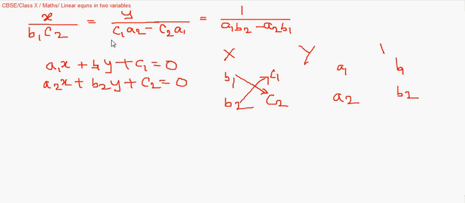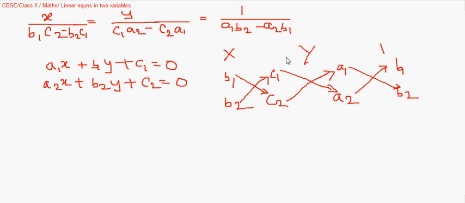See, it is under x by b1 c2, oh, I forgot to write minus b2 c1. This is x over b1 c2 minus b2 c1. Now y over, it is c1 a2 minus c2 a1, and it is equal to 1 over a1 b2 minus a2 b1. This is how you remember. But once you start solving questions based on the cross multiplication method, automatically you memorize it.